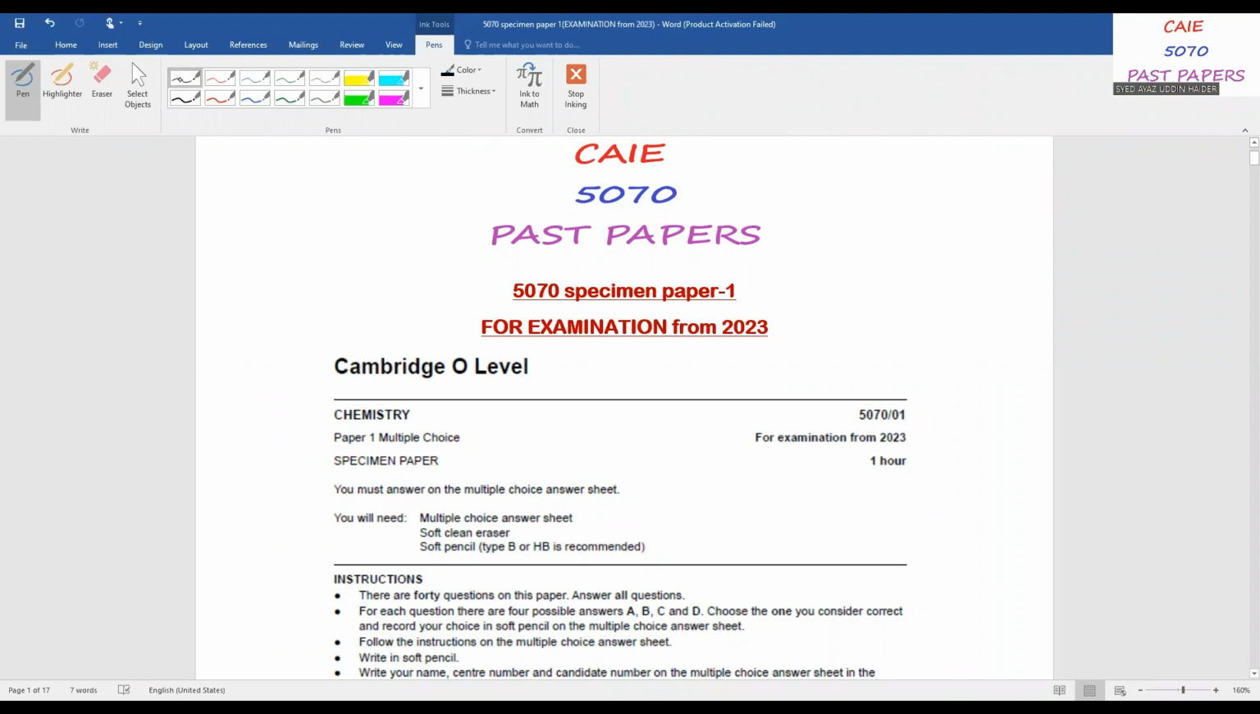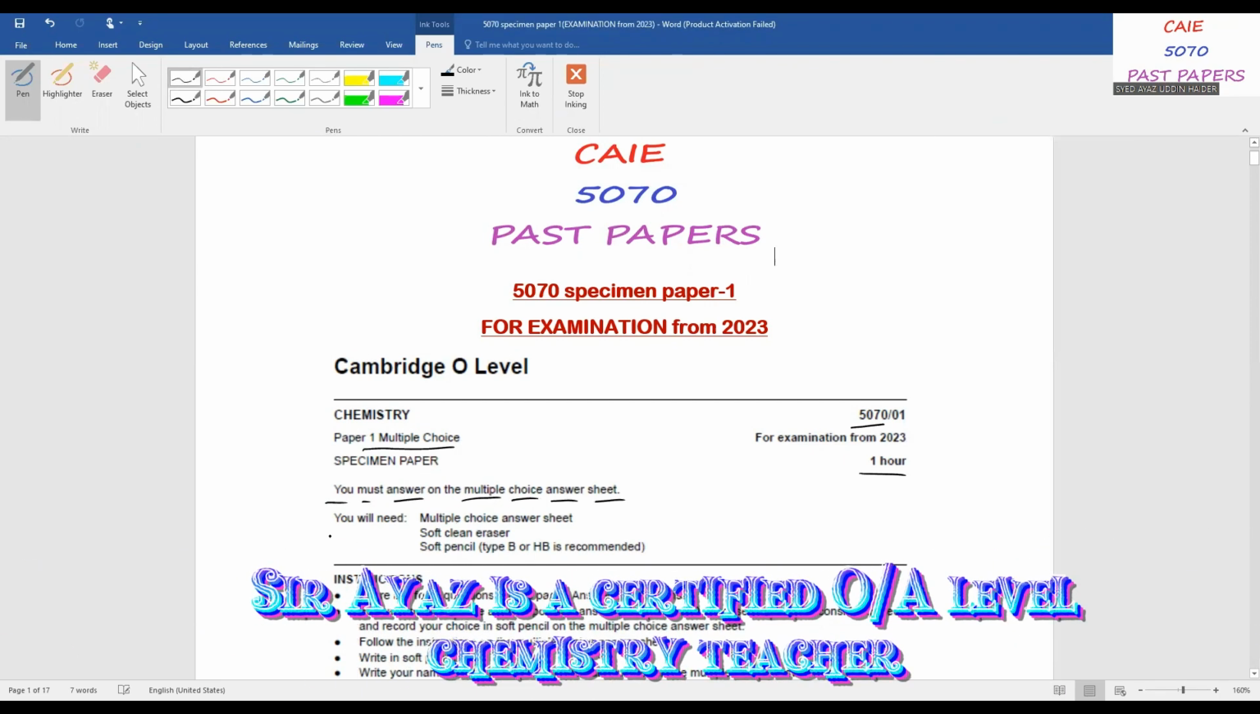So you all know the code is 5070 and the paper is multiple choice and it will be of 1 hour. You must answer on the multiple choice answer sheet. You will need a multiple choice answer sheet, a soft clean eraser, and a soft pencil, type B or HB is recommended.